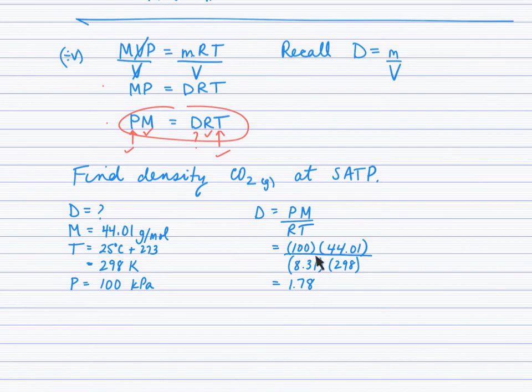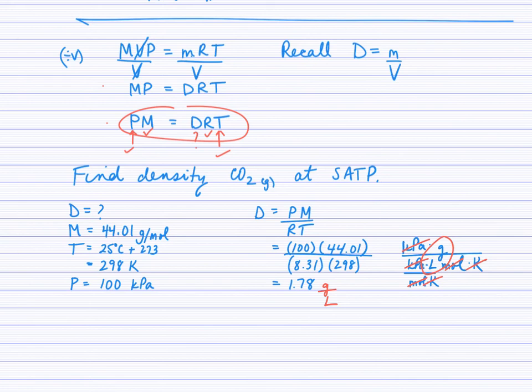Now what about units? Well, that 100 is measured in kilopascals, the 44.01 in grams per mole, the 8.31 is in kilopascal liter per mole Kelvin, and the temperature is in kelvins. So have a look at what cancels here. Kilopascals, moles, Kelvin, and that leaves us with grams per liter, which is a mass per volume unit, and that makes sense for density.